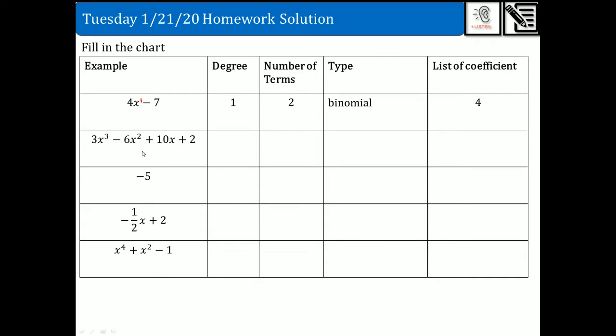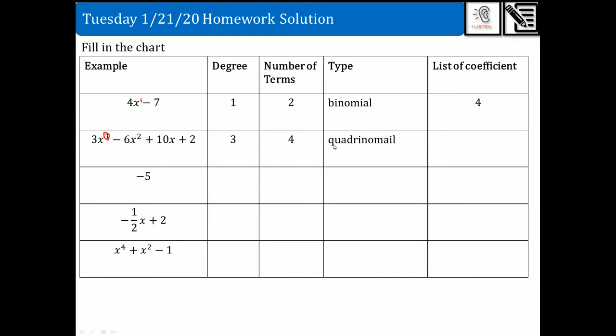Next, we have this long term here. What is the degree? We look at the highest power. The highest power here is this 3. Okay, what about the number of terms? 1, 2, 3, 4. There are 4 terms. What do we call something that has 4 terms? We call it a quadnomial.